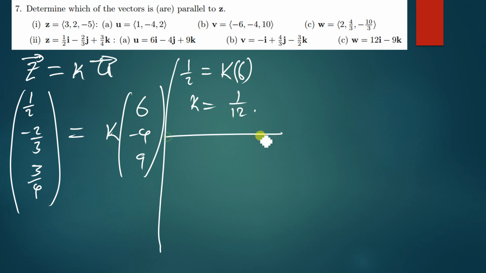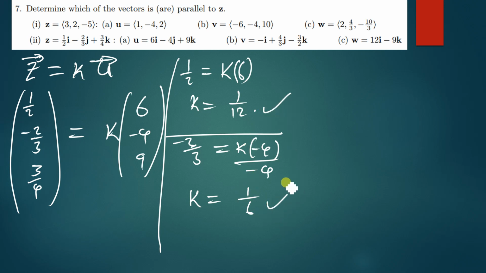We move on to the second value of k. We get negative 2 over 3 on this side, and on the other side we have k times negative 4. If we divide everything by negative 4, we get the value of k as 1 over 6. So since the first value of k is different from the second value of k, we conclude that the vector z is not parallel to the vector u.